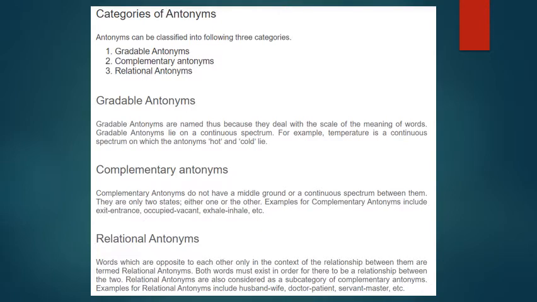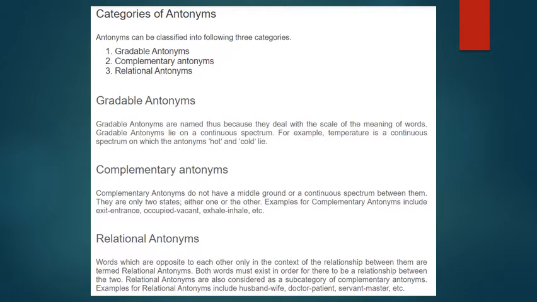Let's see the categories of antonyms. Antonyms can be classified into the following three categories: gradable antonyms, complementary antonyms, relational antonyms. This will help you to identify the antonyms and find out the correct option. Gradable antonyms are named thus because they deal with the scale of the meaning of words. Gradable antonyms lie on a continuous spectrum. For example, temperature is a continuous spectrum on which the antonyms hot and cold lie. So they are at equal level.